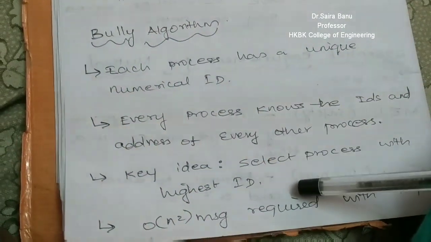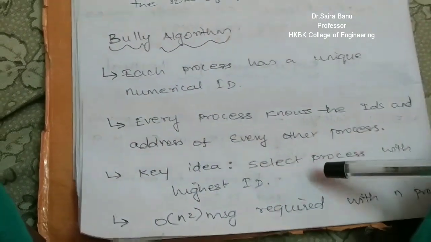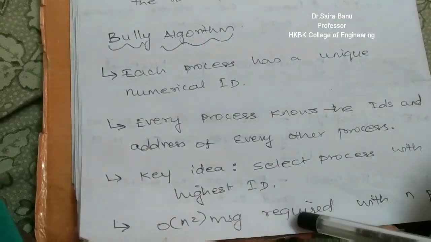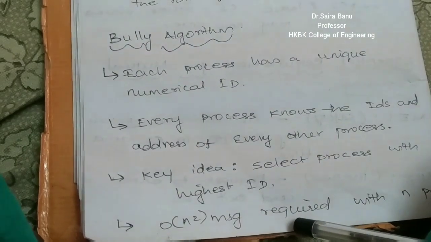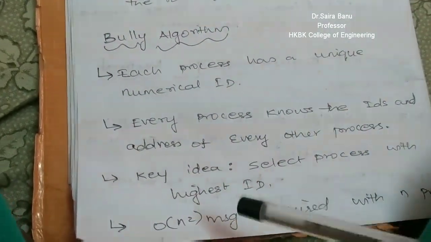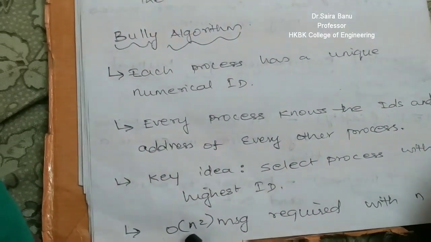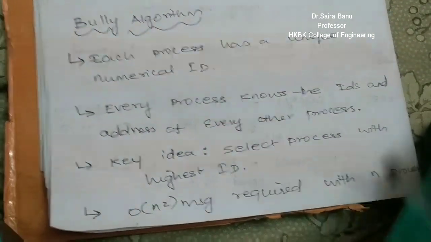And the key idea of this bully algorithm is that it will elect the process with the highest process ID. And since every process can start the election process, messages will be flowing between the processes. So, it is assumed that on the order of n square messages are required with n processes.